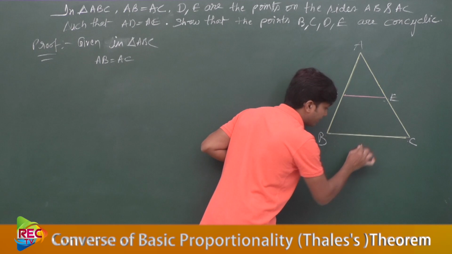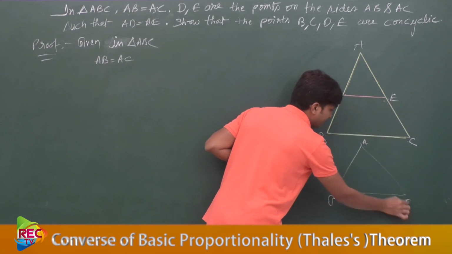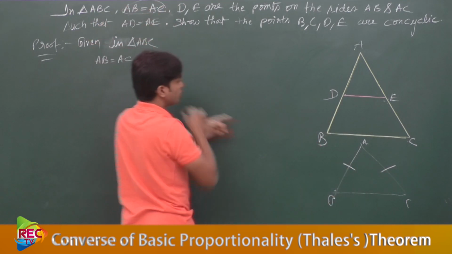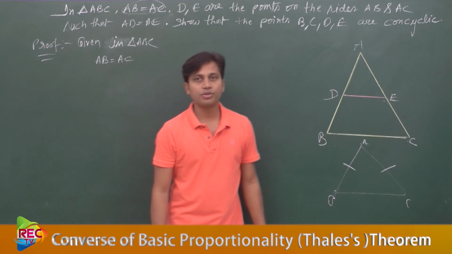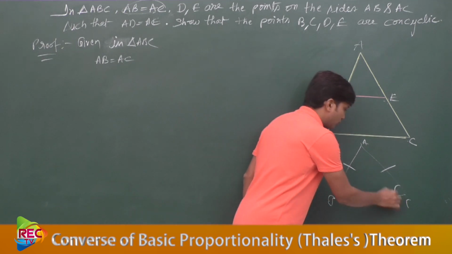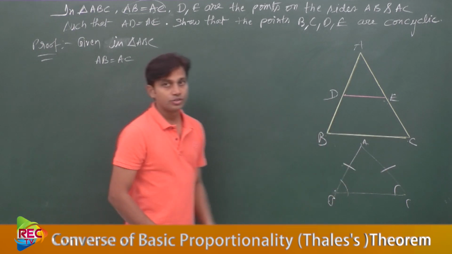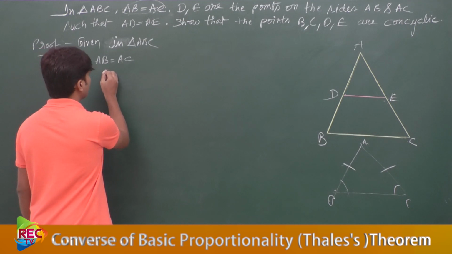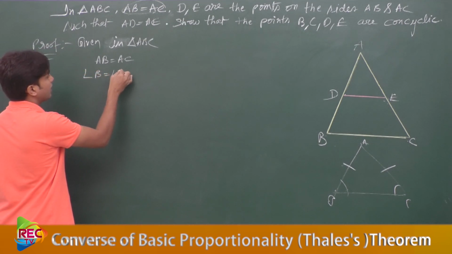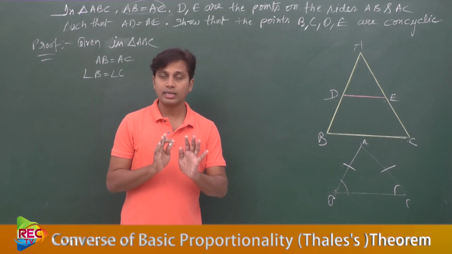Once again I will draw like this. See here, in the absence of DE you can observe ABC is a triangle where AB equal to AC, that was given and we are using that. Then obviously opposite angles will be equal or not? Exactly. This angle is opposite to this side and this angle is opposite to that side, so therefore these two angles also will be equal. Therefore angle B equals angle C. Got it? Angle B and angle C are equal.